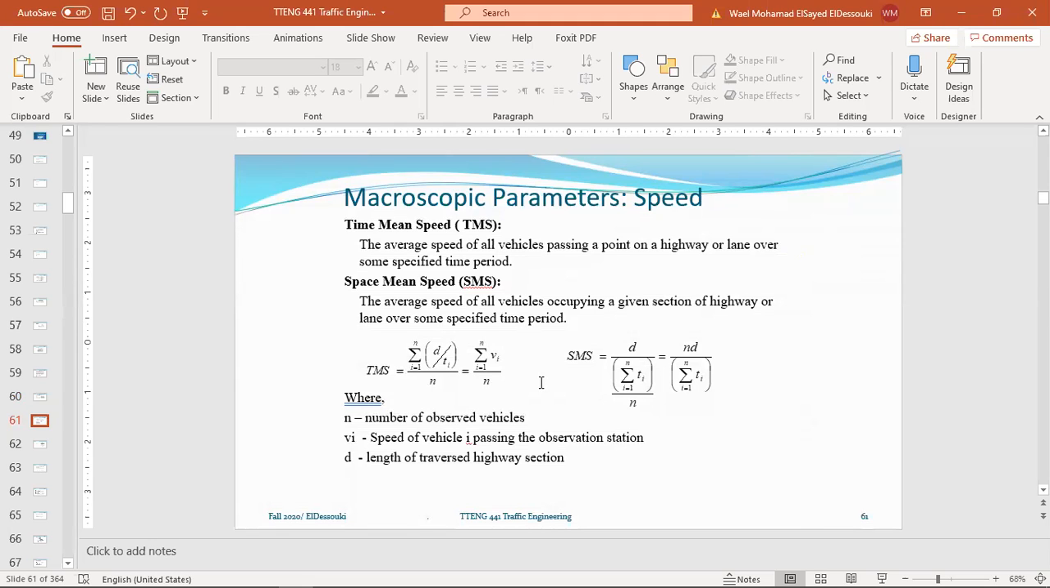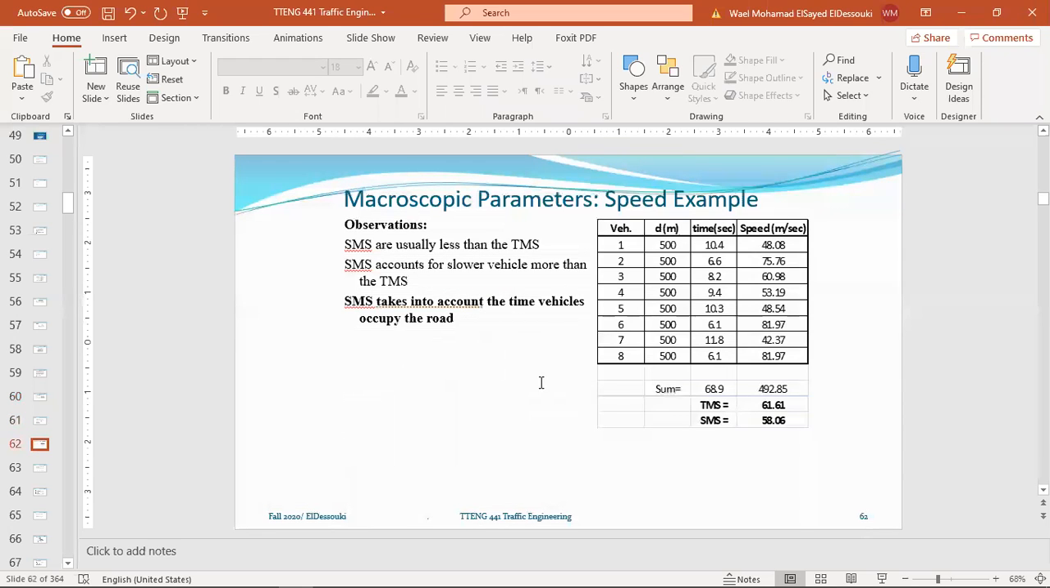Okay, so which one is more accurate? The space mean speed is more representative. The time mean speed is usually higher than the space mean speed. Why? Because the time mean speed gives advantage to the speeding vehicles, so they appear more frequently in the sample. And we had an example here, and we showed that the time mean speed is 61.61, and the space mean speed was lower than the time mean speed. And the reason for that is that the SMS takes into account the time vehicles occupy.